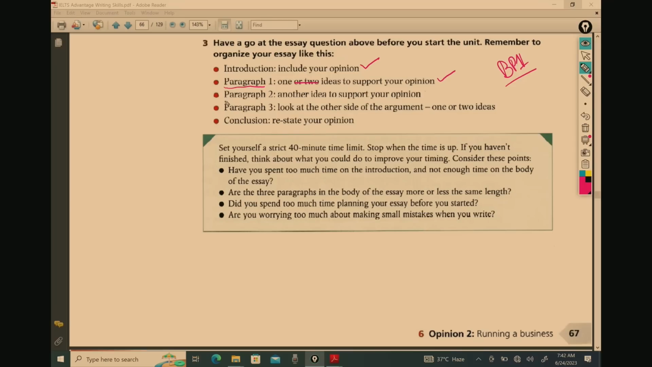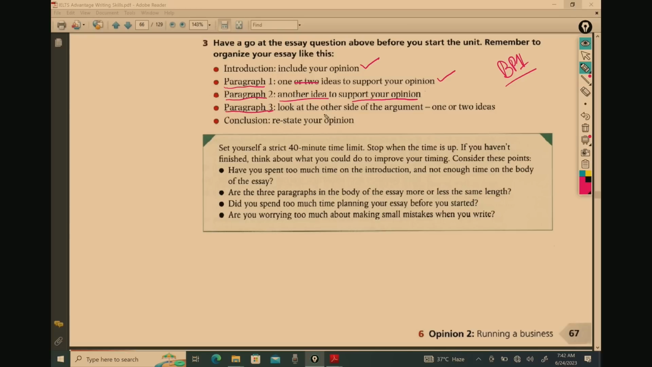Then the second paragraph, what we call BP2, paragraph 2: another idea to support your opinion. I'll tell you how to write these ideas and how to elaborate them. And then there is paragraph 3, which we call the contrast paragraph in an opinion essay.